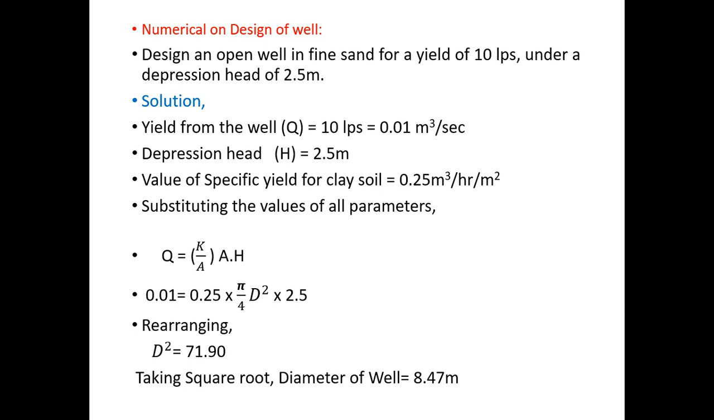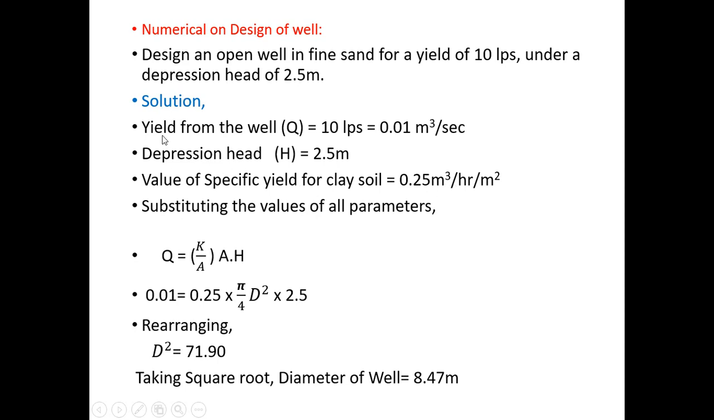and other parameters which would be possible with their application tests are not given, but here the type of the soil is given. So by using the Marrowett table, we can collect the value of specific yield. So for this fine sand, the specific yield is 0.25 cubic meter per hour per square meter.